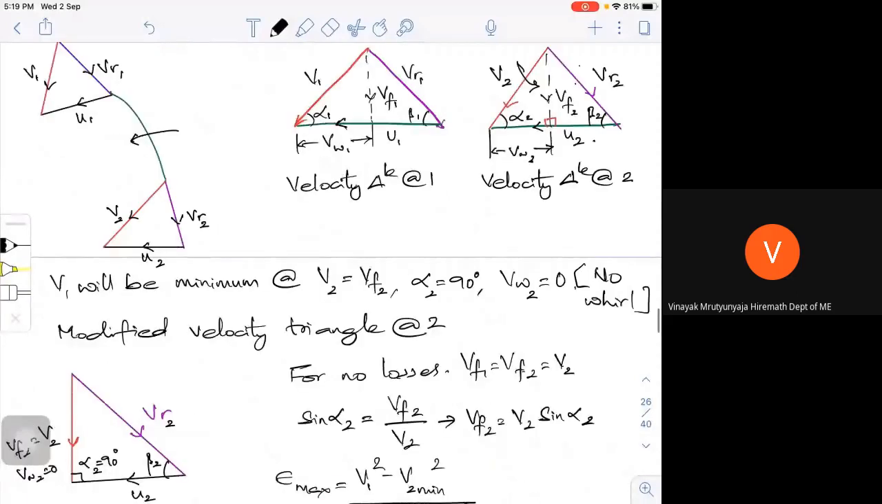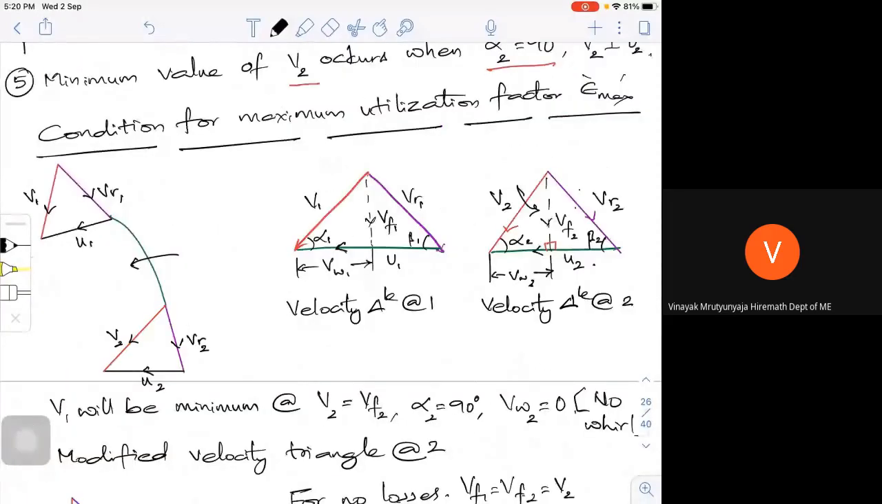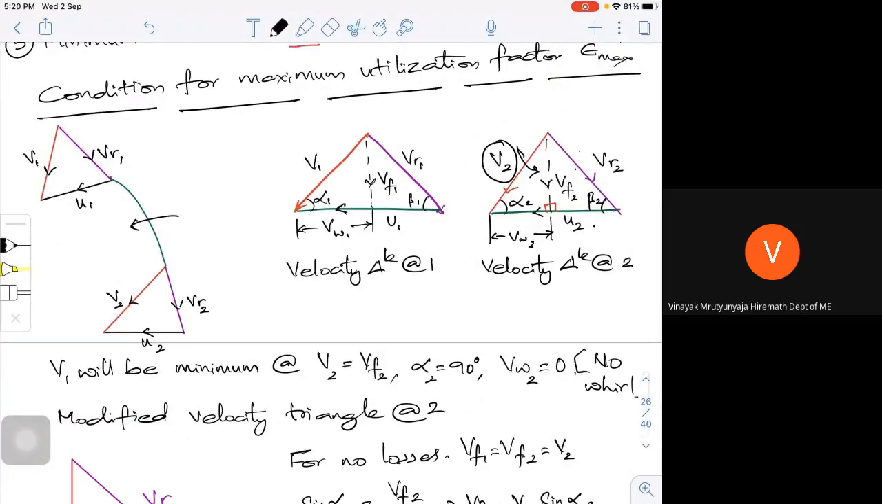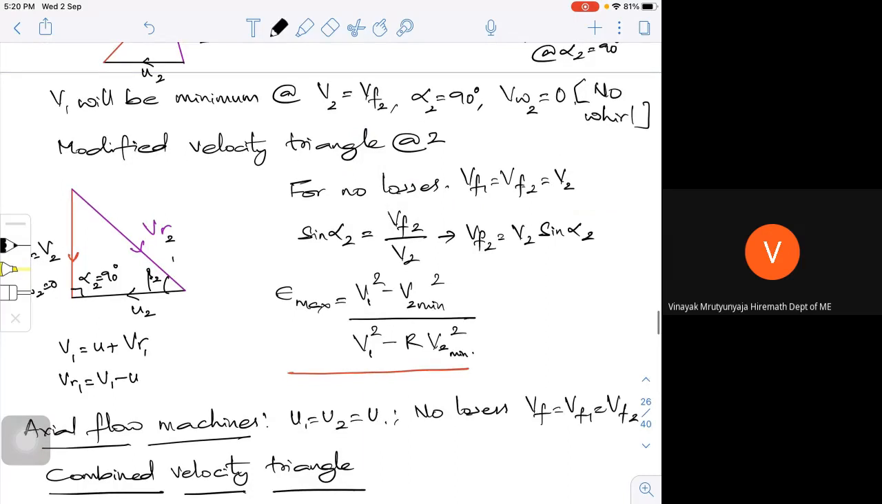That means what I need to do, I need to push this V2 in such a way that this has to be minimal. If I make this minimal, what will happen to your alpha 2? Alpha 2 becomes almost 90. Your V2 is minimum at alpha 2 equal to 90 degrees. So under this condition, what type of triangle am I going to get? I'm going to get this type of triangle. That means this is epsilon max, the optimal value, and you have the minimum value of V2.